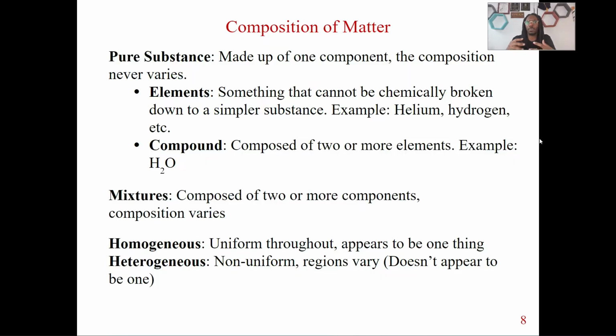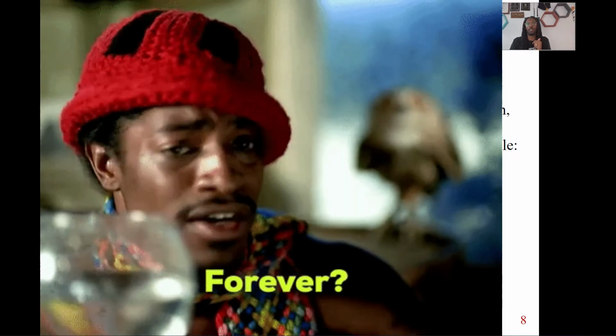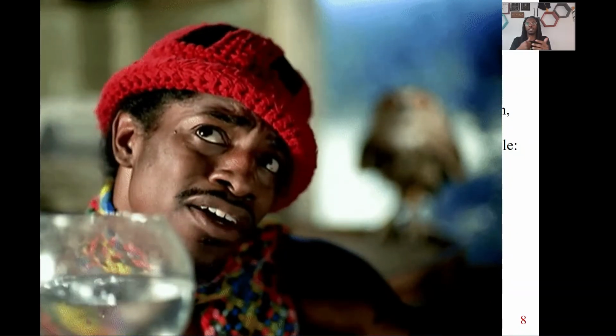Now, there's a variety of different compositions of matter. First, let's talk about pure substances, the makeup of something that is matter. A pure substance is made up of one component, one thing, and that composition is never going to change. Never, ever. It's always going to be the same.